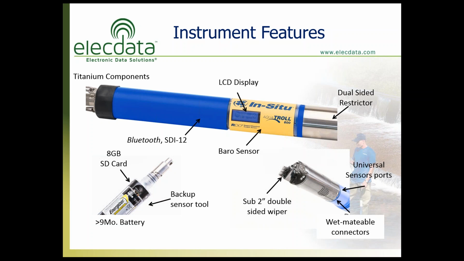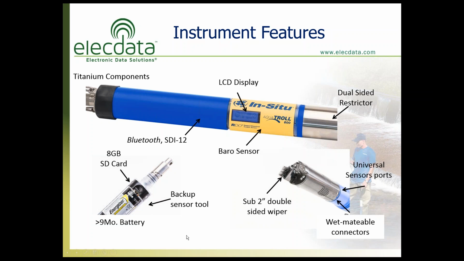The AquaTroll 600 comes with 16 meg of internal memory. There's also an 8 gig SD card that is included, and you can see that in the picture on the lower left-hand corner, a little U-shaped recess right there. That SD card plugs right in there. Now all of the sensors are locked in place to the central wiper. They also have a retaining screw that you can see right there at the base of it.